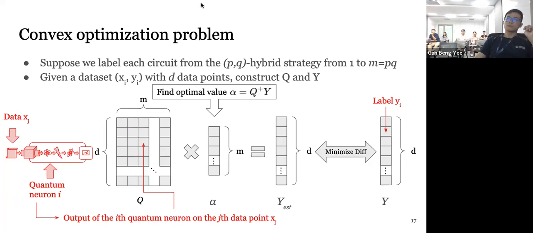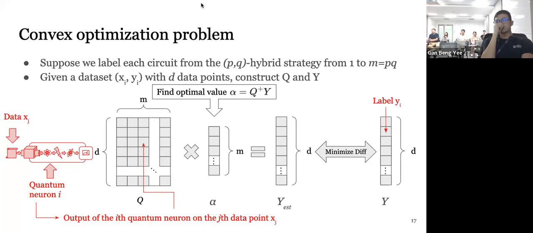Okay. So the output for the ith column and the jth row, Qij, stores the output of the ith quantum neuron with the jth data point. So basically here with our quantum neuron, we have the jth data point as input and the ith quantum neuron from the PQ hybrid strategy. Then we take the output and put it into the ij block of the matrix Q. Notice that each row symbolizes the features extracted from a single data point. So each row is basically the same piece of data put into different quantum neurons.